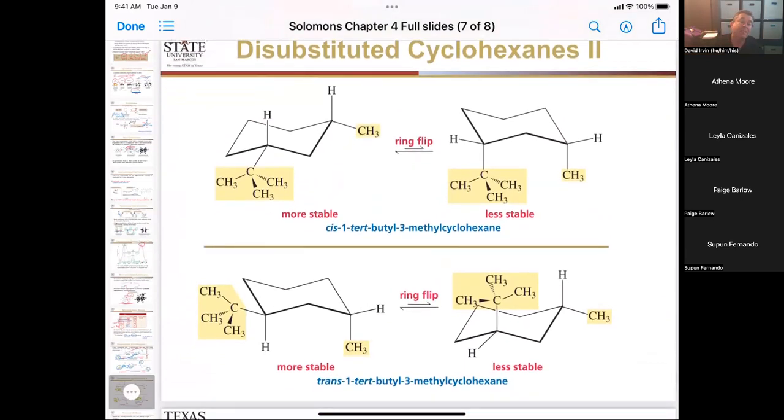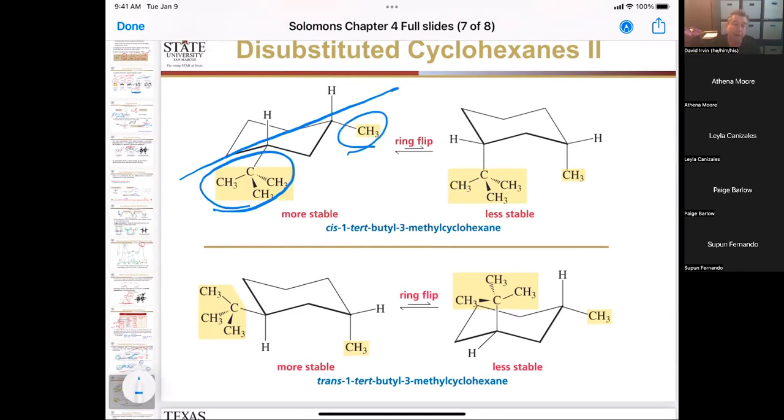So what if you have two different size groups? Okay, in this case here, we have a cis isomer, because if we draw our line through it, we have a T-butyl group and a methyl group on the same side of the ring. So we have our cis isomer right here. Now we have a difference in size. Our methyl group is different in size than our T-butyl group.